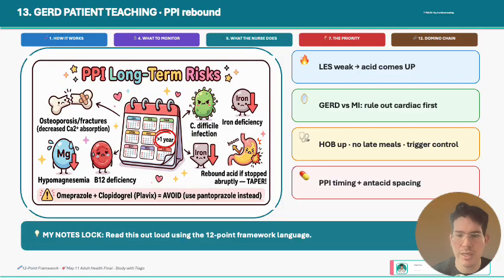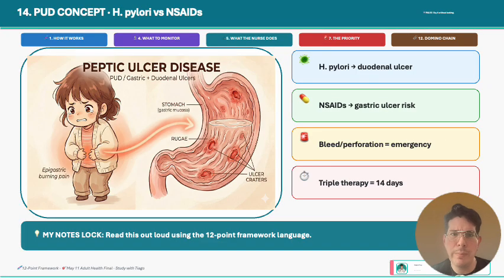Okay. So, two major causes are H. pylori and NSAIDs. H. pylori is bacteria that can weaken the protective mucosal layer and promote ulcer formation. It is commonly connected to duodenal ulcers. The classic duodenal ulcer pattern is pain that improves with food and returns a few hours later when the stomach empties and acid continues irritating the area.